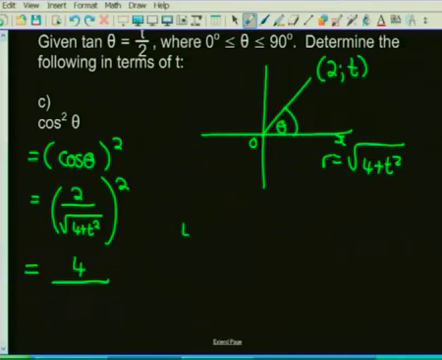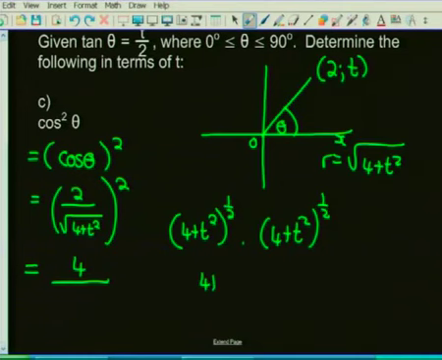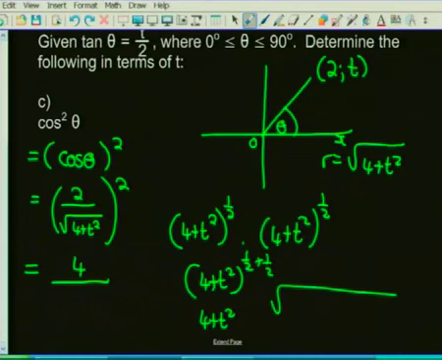If you've done exponents, you would know this, that I could write a root like this. And if I times it by itself, the bases are the same, so I can add the exponent. So it'll become a half plus a half, which means it's 4 plus t squared. But an easier way to understand it is if I've got the root of 4 plus t squared times the root of 4 plus t squared, I can get that.